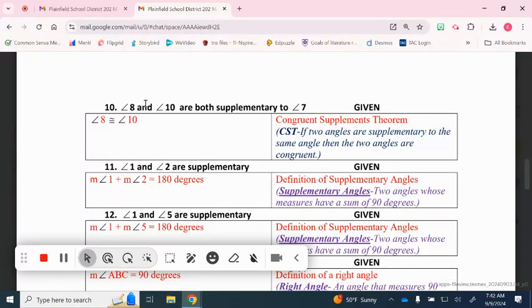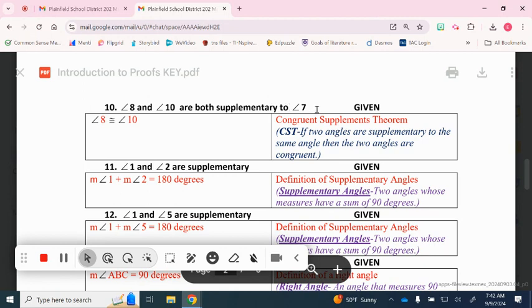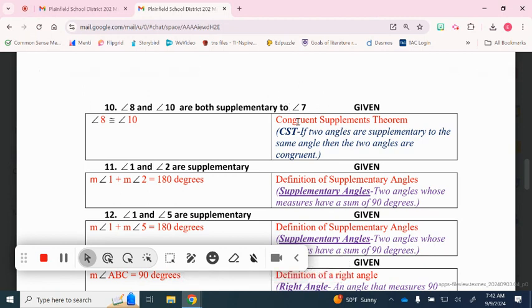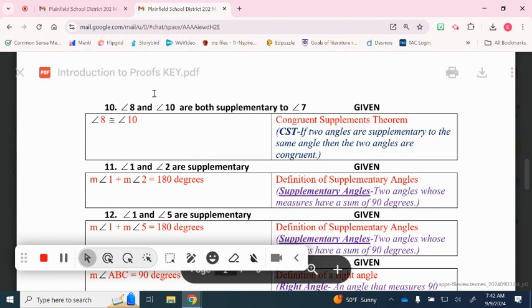So it says 8 and 10 are both supplementary to 7. And again, we haven't discussed this theorem yet, but I know it's coming, so we may as well discuss it now. My paper says they're both complementary. On 10? Yeah. Oh, maybe that was a typo.